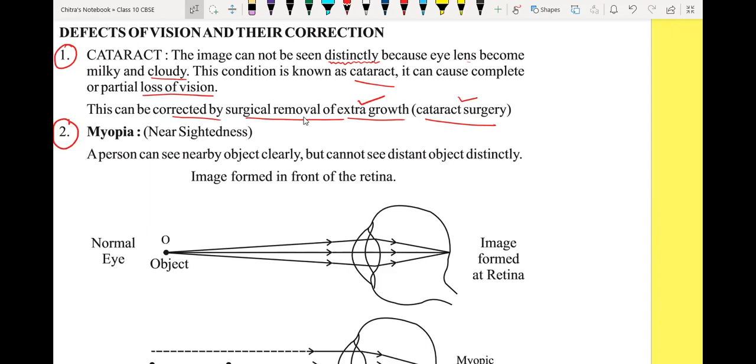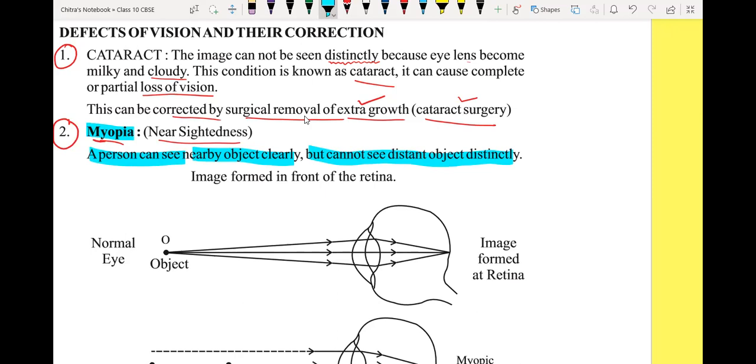Now we are going to discuss myopia. Myopia is nearsightedness. Nearsightedness means you can observe nearby objects clearly, but you are unable to observe distant objects clearly. Such a defect is called myopia or nearsightedness. In this defect, a person can see nearby objects clearly, but cannot see distant objects distinctly.